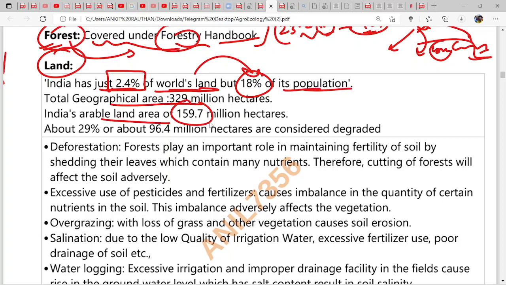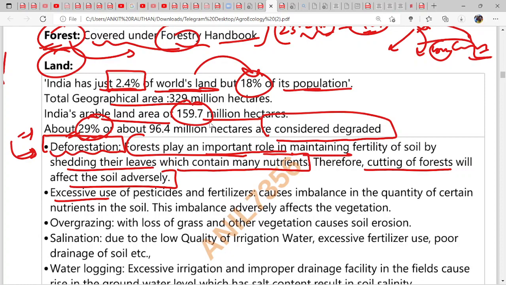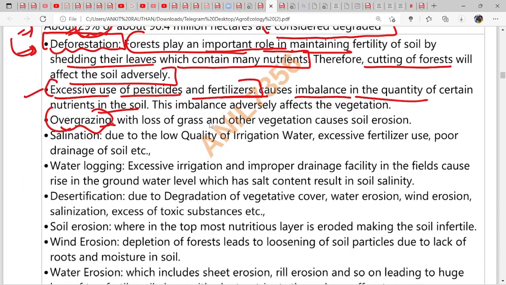Geographical area, arable land is just this. About 29% is considered degraded. So 29% has been degraded. What are the problems related to land? Deforestation is happening. Forests contain many nutrients and play an important role in maintaining fertility of soil. Second, on agricultural land, we are using pesticides and fertilizers. Overgrazing is being done. Simple points.